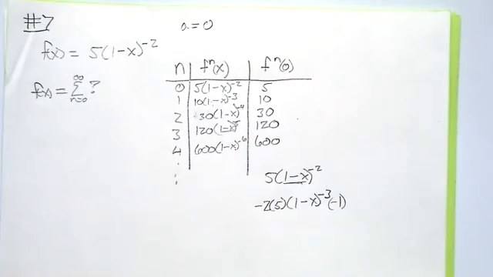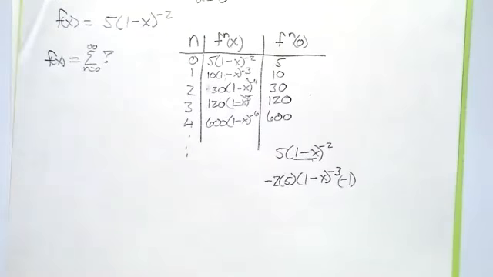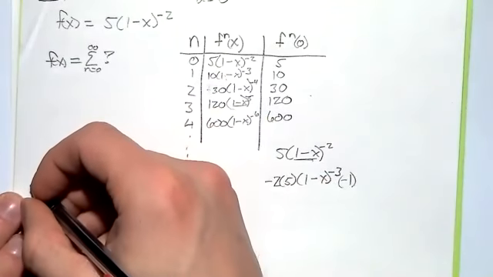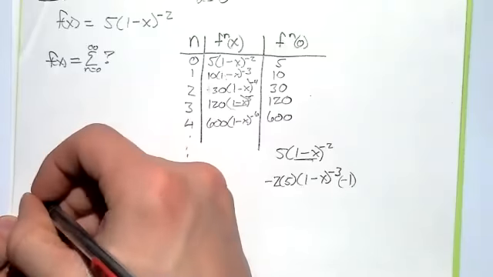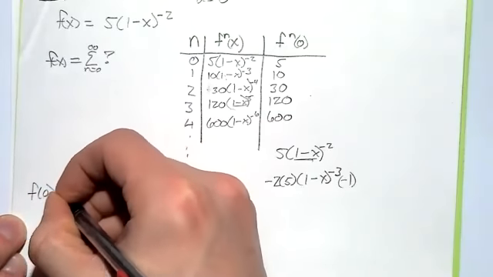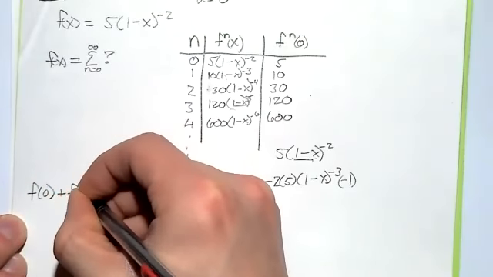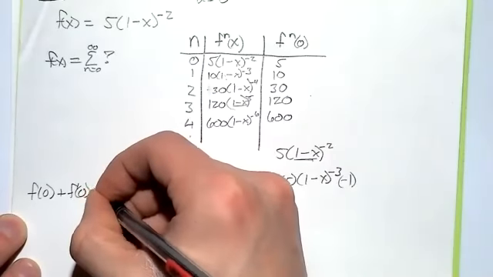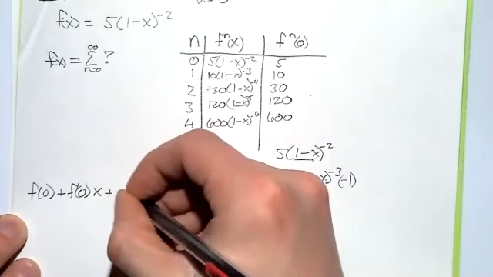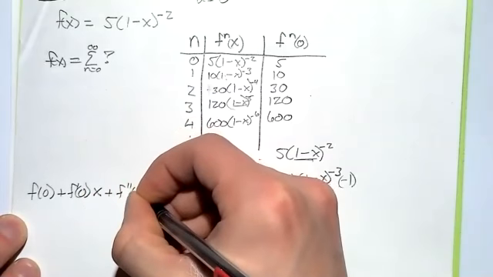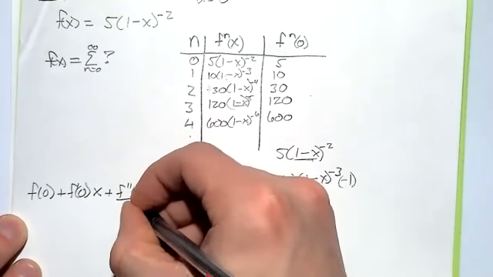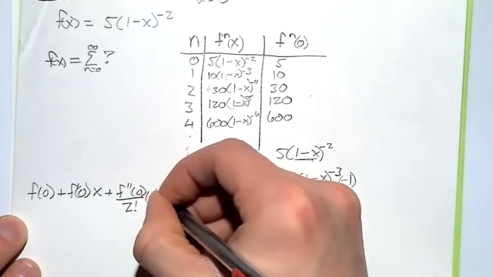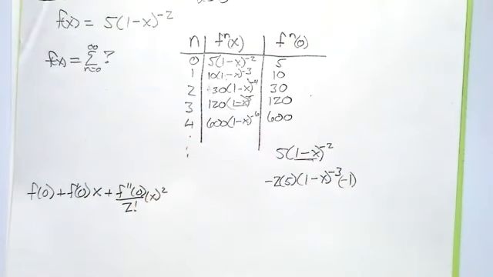Hopefully I didn't go through it too quickly, but that's a little bit more explanation. So now from here, we're going to start to think about what we have going on. When we start to write out this series expansion, we start out with f of 0, then we have f prime of 0 times x, plus f double prime of 0 divided by 2 factorial times x squared, and so forth.